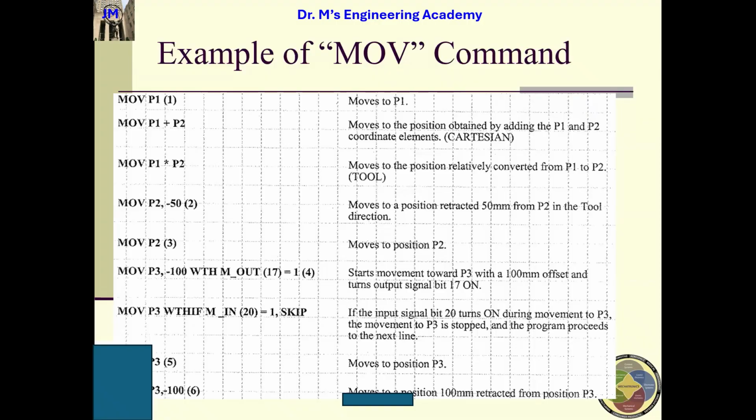And then move to P3, with this if condition: if this one is true, that means if bit 20 equals 1, then I'm going to skip. So if the input signal bit 20 turns on during movement to P3, the movement to P3 is stopped, and the program proceeds to the next line. And then move P3, so move P3 negative 100.